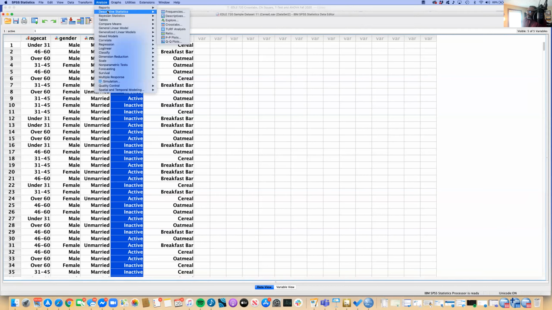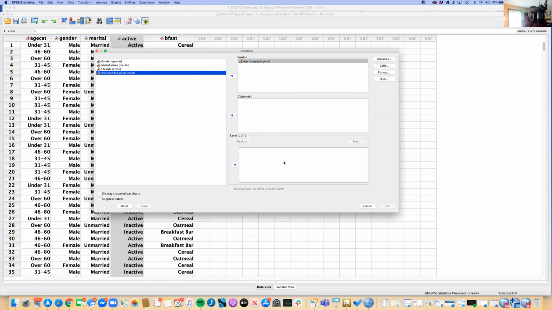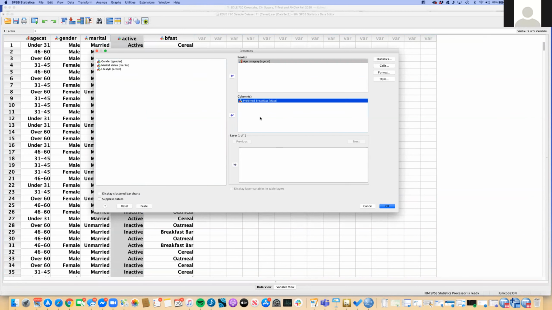We're going to look at those two variables. We're going to analyze descriptive statistics, crosstabs. We're going to reset, and we're going to say that we think the age category is our independent variable, has an effect on what? Preferred breakfast. Preferred breakfast, correct.